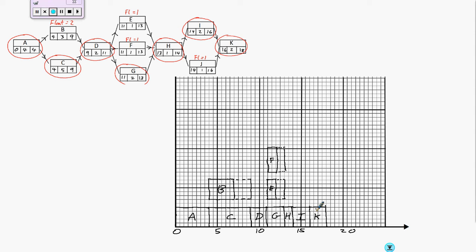And that leaves me just J. Now J starts at time 14. It goes on for 1, which takes us up to 15. But it can go on any time up to 16, showing again it has a float of 1. And there is my completed Gantt or cascade diagram, and that brings that topic of critical path analysis to a conclusion.